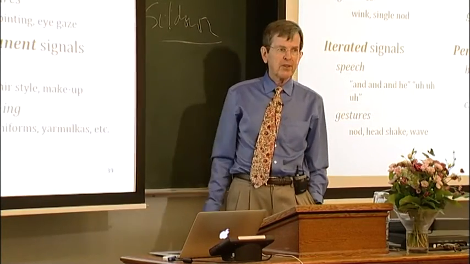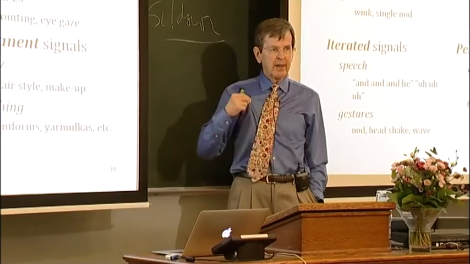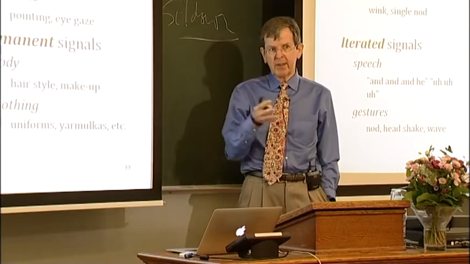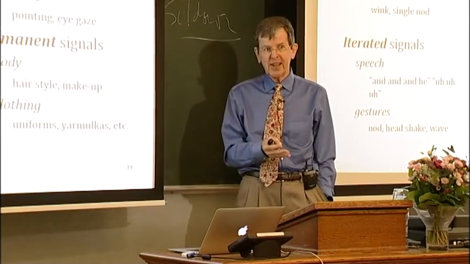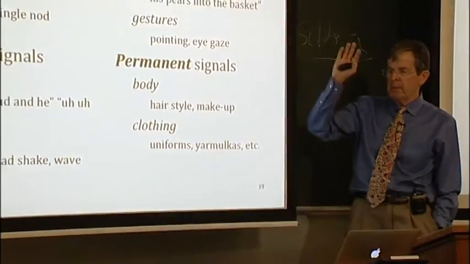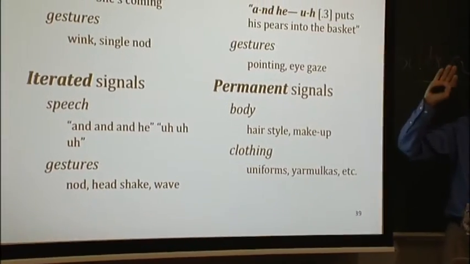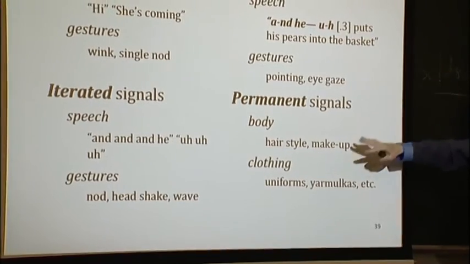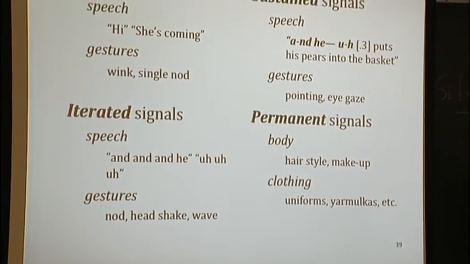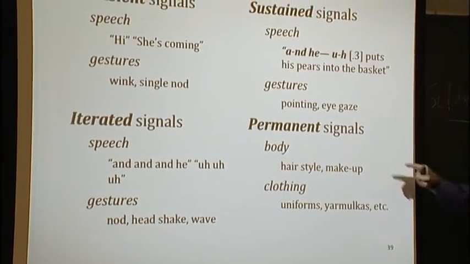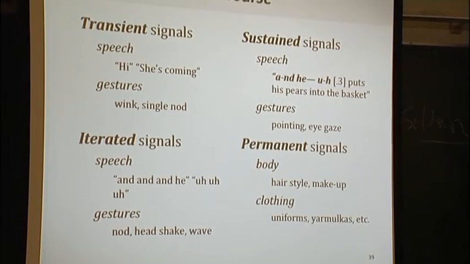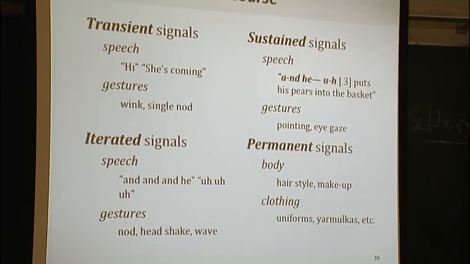But there are also permanent signals. I mean, I walk in with a shirt and a tie on, and this is to tell you that I am the person who's speaking up here in front today. So clothing, uniforms, yarmulkes, people wear what they wear, and they have tattoos, and they have hairstyles, and all sorts of stuff that tell you that these are permanent ways of signaling various things about them. Each of these different time courses have a different property.